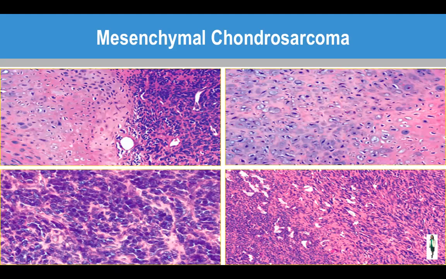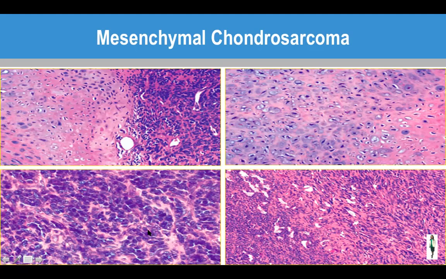So let's continue talking about the other variants of chondrosarcoma. The third variant is mesenchymal chondrosarcoma. You can tell this is the conventional chondrosarcoma component. Now there's this blue round cell component. So when you put this together, that's mesenchymal chondrosarcoma.